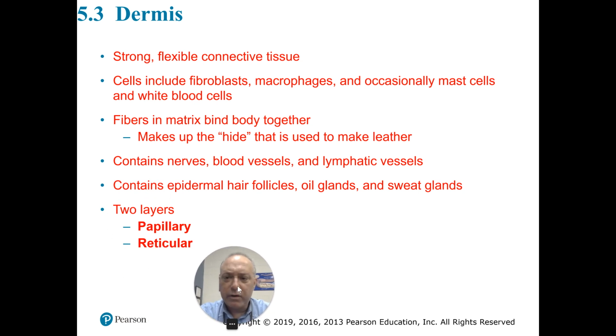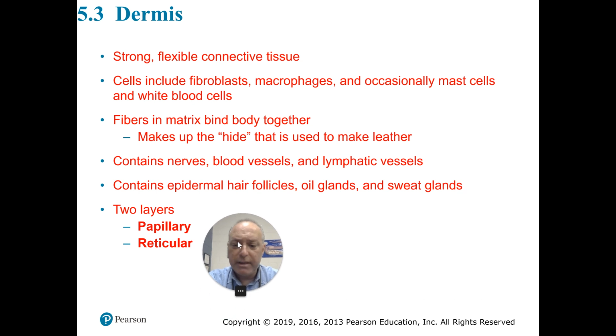Okay, let's go down to the dermis. The dermis is a strong, flexible, connective tissue layer. It includes fibroblasts, macrophages, and occasional mast cells and white cells. Also contains nerves, blood vessels, and lymphatic vessels. Contains hair follicles, oil glands, sweat glands, and there are two layers. There's the papillary and the reticular layers.